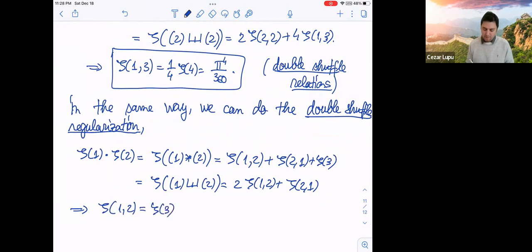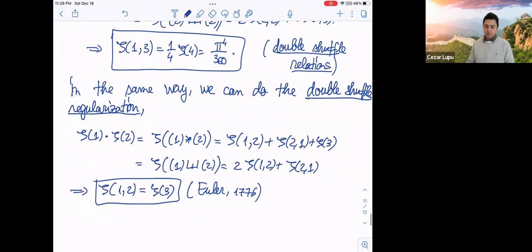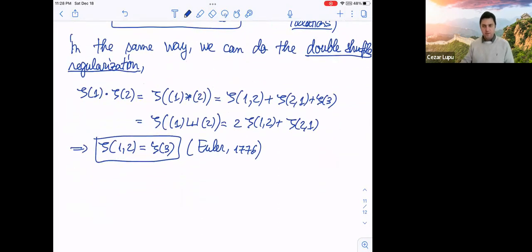Wow. In fact, this relation was discovered by Euler. Of course, he proved it in a very elementary way, in 1776, I think. So this was done by Euler. And in the next seminar, we will see another proof; there are plenty of proofs for this relation, and even generalizations of it and so on. In the second seminar, we'll see a proof of this relation using special functions.